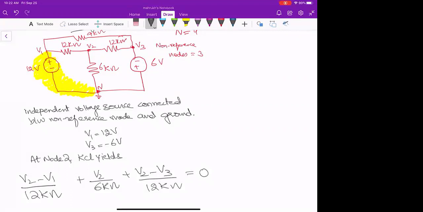In nodal analysis, we were finding unknown voltages, right? But in this case, we already have 2 voltages, V1 and V3. So we will just write the equation of node 2 to find the voltage at V2. You see what my point is?